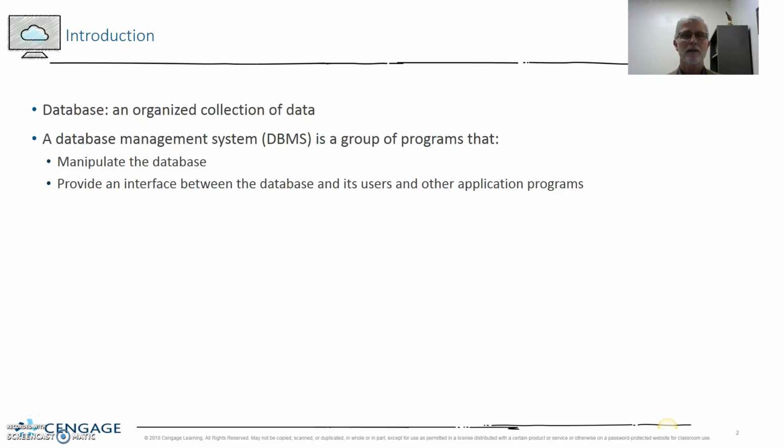So what is a database? A database is basically a collection of organized data, not just a collection of data, but one with a specific organization. It isn't just a separate program, it can be a whole system. How do I manage a group of programs that help manipulate the database and interface between users and applications? That's what a database management system is used for.